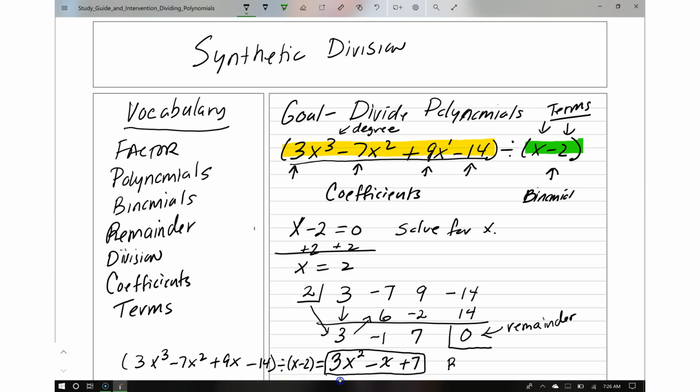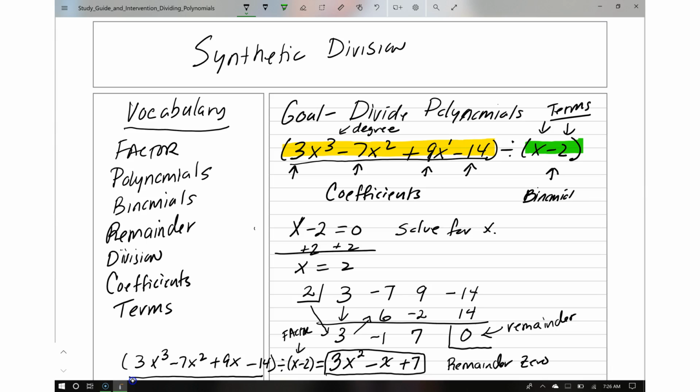And we notice that the remainder is 0. Therefore, this x minus 2 is a factor of this polynomial.